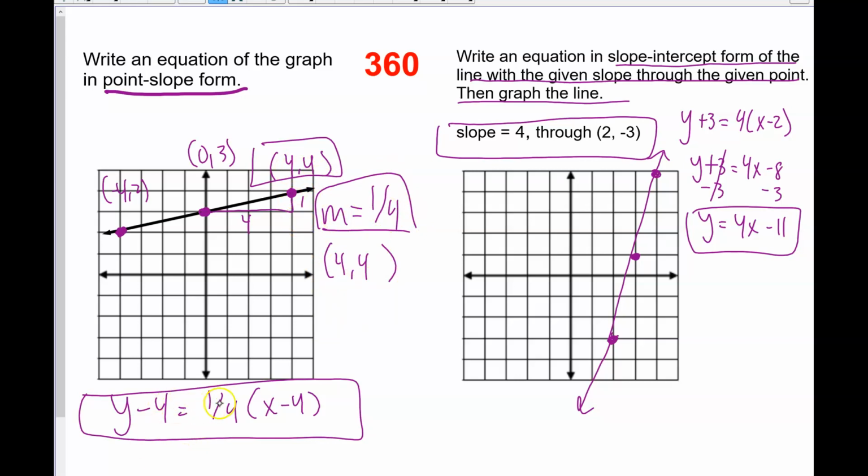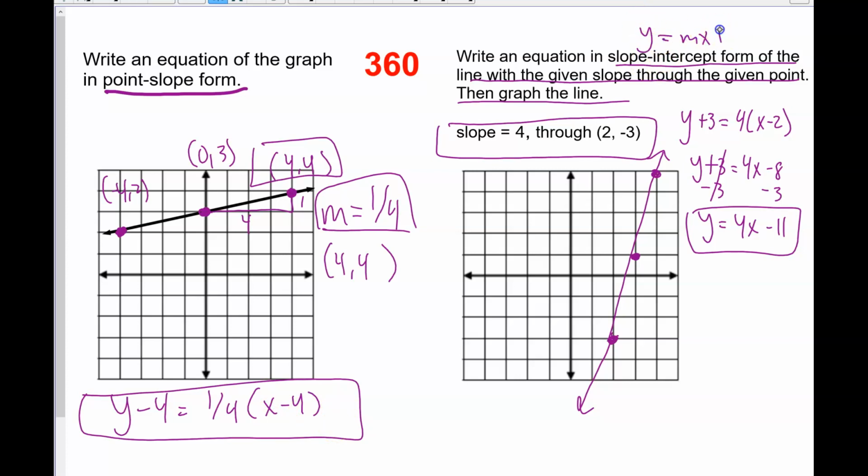So when I rewrite this in point slope form with 4, 4 being my values for x and y, I have y minus 4 is equal to that 1/4 slope, and then times x minus 4 there in point slope form.